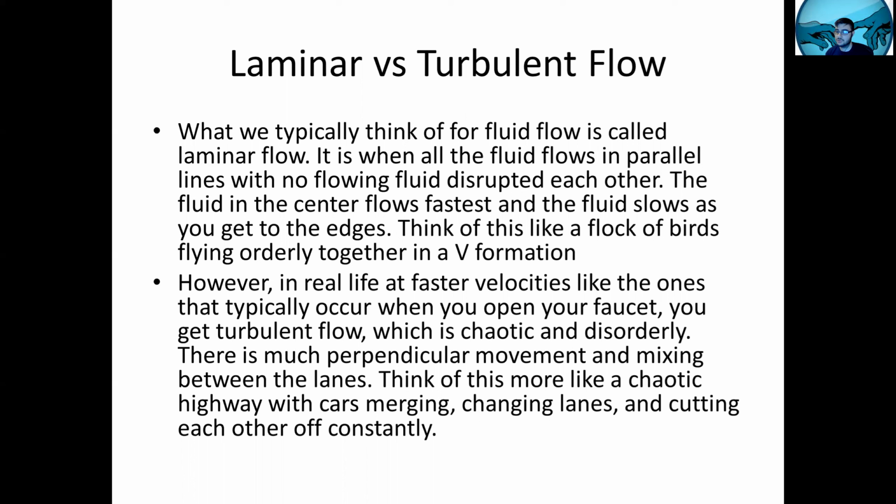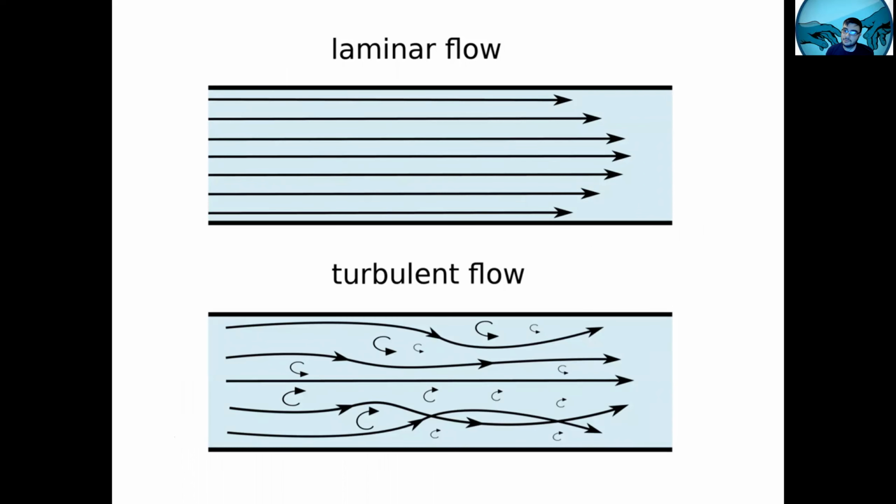Turbulent flow is chaotic and disorderly. There is a lot of perpendicular movement and mixing between the lanes. This is more like a chaotic highway when there's a lot of traffic. There are cars merging, changing lanes, cutting each other off constantly. It's very chaotic. It's not staying in a line. This is kind of what it looks like.